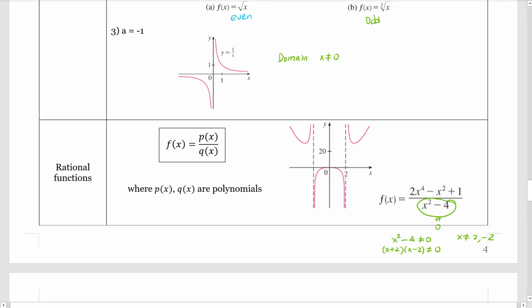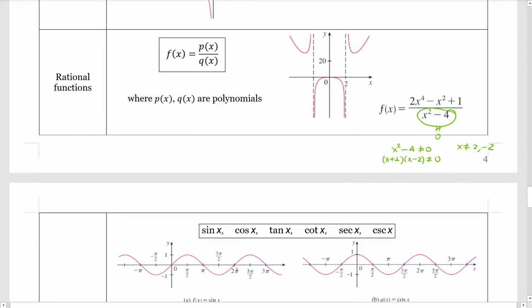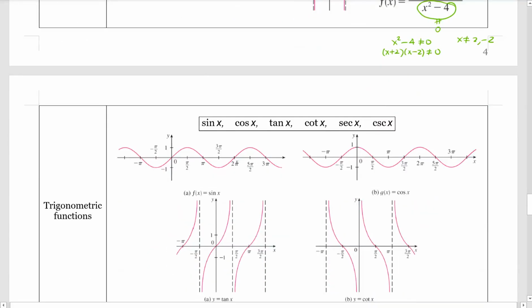Okay? But it's continuous, but it will be discontinuous at the vertical asymptote. Okay.